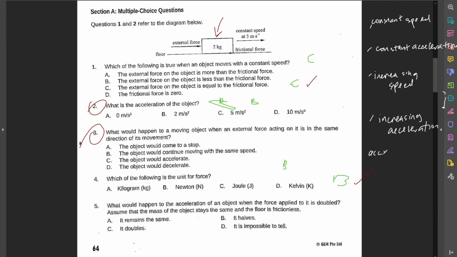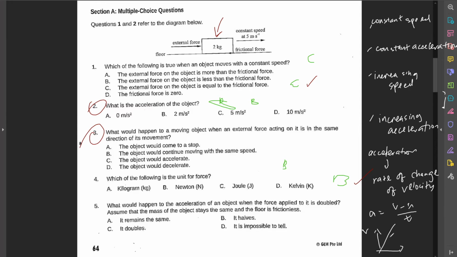So acceleration is the rate of change of speed, change of velocity. So then you have this formula, which is a equals v minus u over t. That means if there is a change in velocity, there is a change in speed, there will be acceleration. So in order for there to be acceleration, your velocity must be constantly changing.